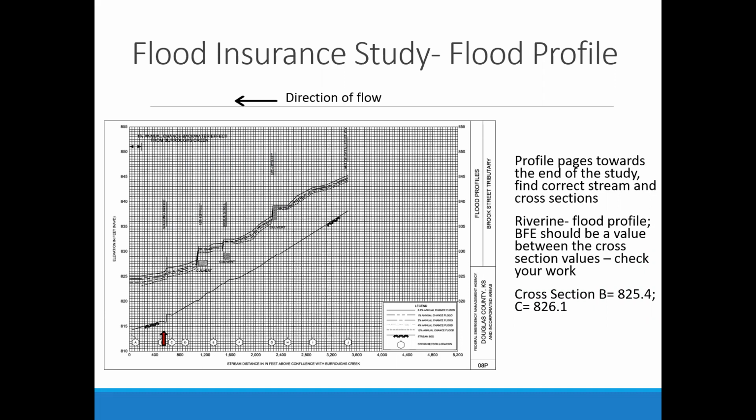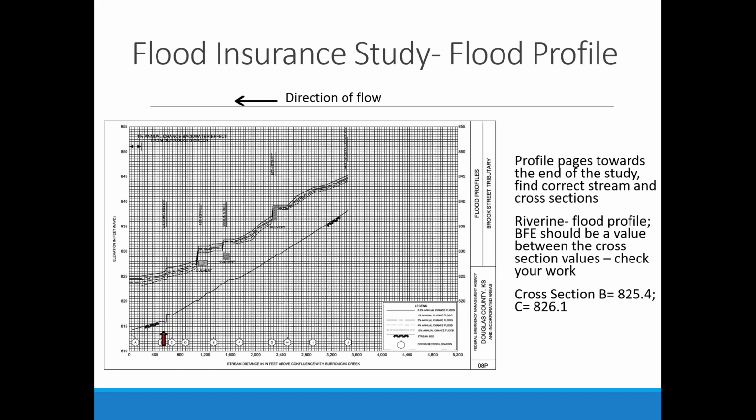So here is the flood insurance study and the flood profile towards the back of it for Brook Street tributary. You can see it is labeled there and it's in Douglas County, and I've got the correct stream pulled up. So one thing to notice is that the direction of flow is from right to left. So from the right is upstream, to the left is downstream. So it's a little bit counterintuitive when we want to read from right to left.